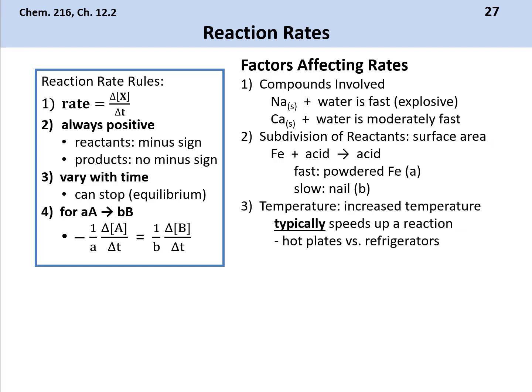All right, the third thing is temperature. Typically, increasing temperature speeds up a reaction. This is why in lab we use a hot plate. And this is why in the kitchen we use refrigerators. Why? Because if I have milk, it's going to go bad, right? If I just leave it outside, it's going to go bad very fast. But if I cool it down, that reaction rate is going to slow down. And so I can keep it longer.